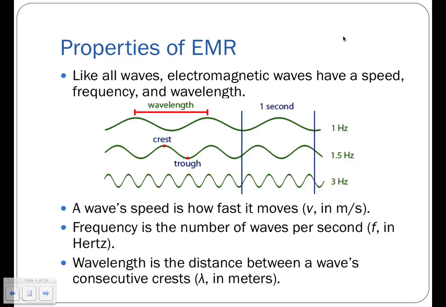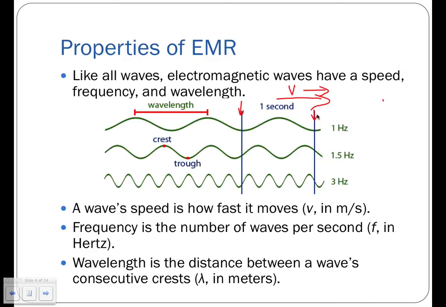Let's look at its properties. Like all waves, electromagnetic waves have a speed, a frequency, and a wavelength. I have an illustration here of three different waves. All of these waves, for purposes of looking at this, we're going to assume are traveling off to the right at some speed. We'll call it V for velocity, the speed they're traveling at. These should actually be moving in this direction as we see it, but obviously we can't show that because it's just a picture. But let's assume these waves are moving here. And in this illustration you can see there are some blue lines, and it says 1 second in between them.